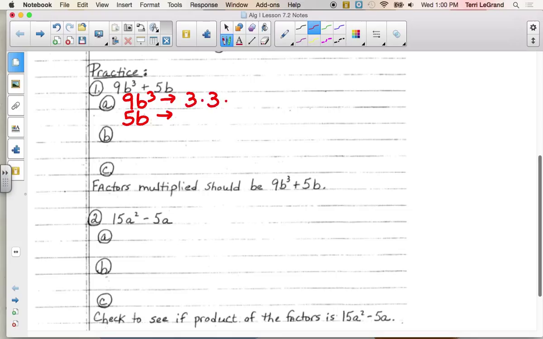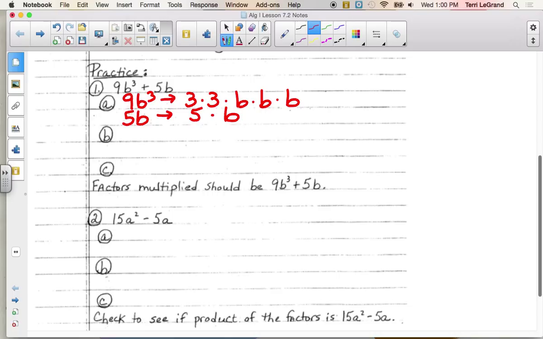And then we will write b cubed as b times, as its factors. B cubed is the shortcut way of writing it. It really means b times b times b. And then 5b can be written as 5 times b.